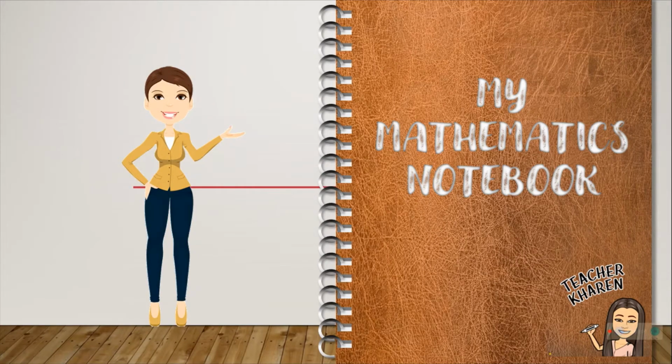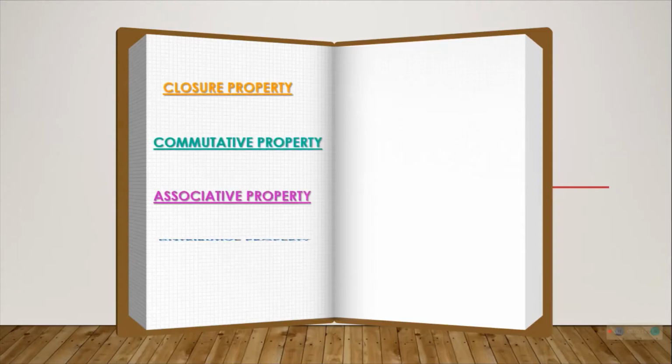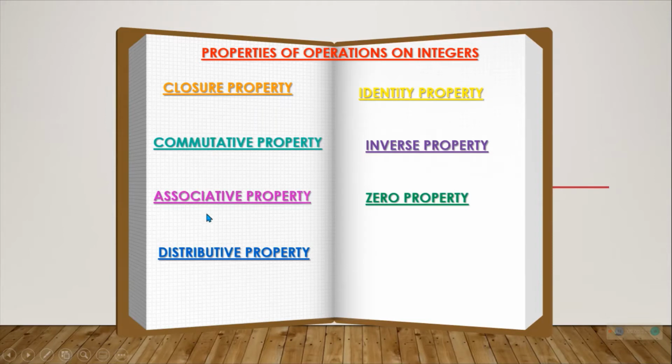So, ang lesson natin ngayon ay tungkol sa properties of operation on integers. So, we have 7 properties of integers. Closure property, commutative property, associative property, distributive property, identity property, inverse property, and zero property. So, isa-isahin natin kung ano-ano ang mga properties na yan.